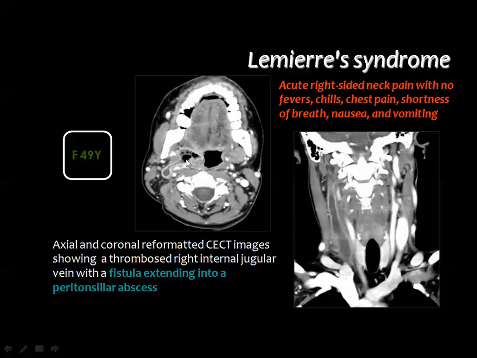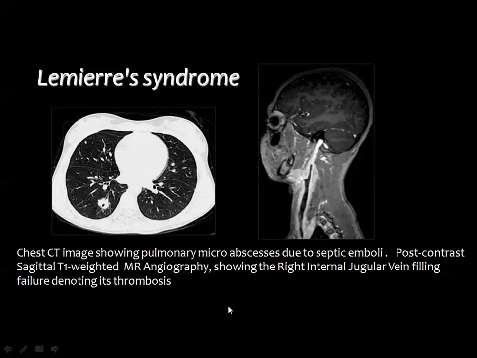Then you see that there is a small track leading from the site of infection to the anatomic site of the internal jugular vein, which is totally obliterated, and you can see the whole course of the internal jugular vein, which is obliterated by this septic thrombus.